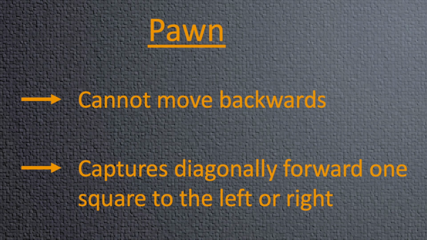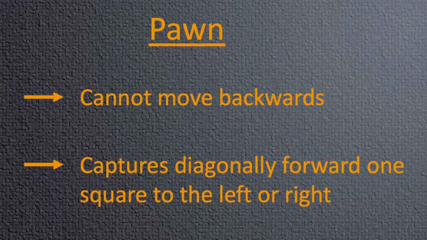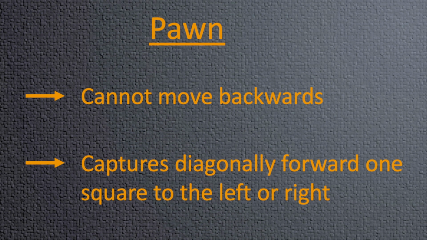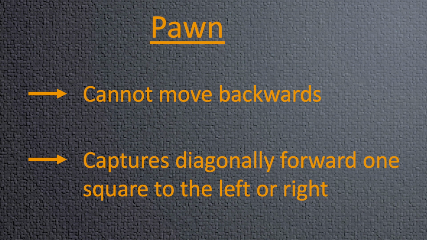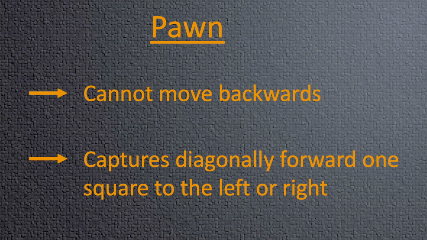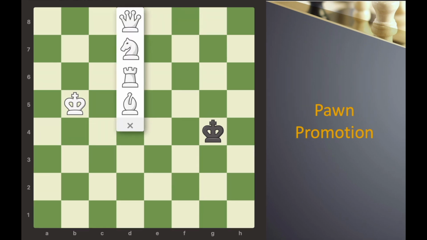We already learned in the previous chapter that pawns cannot move backwards and can capture one square diagonally to the left or right. Apart from that, the pawn has been given one unique power. When the pawn reaches the end of the chessboard, it can be promoted to either a queen, rook, bishop, or knight. A pawn cannot be promoted to a king or remain a pawn. It has to be promoted to any of the four pieces, except the king.